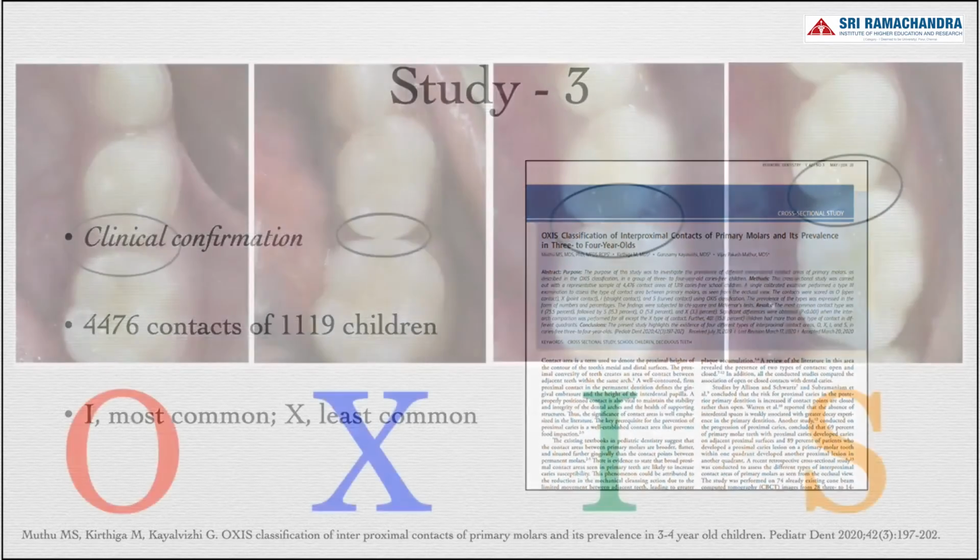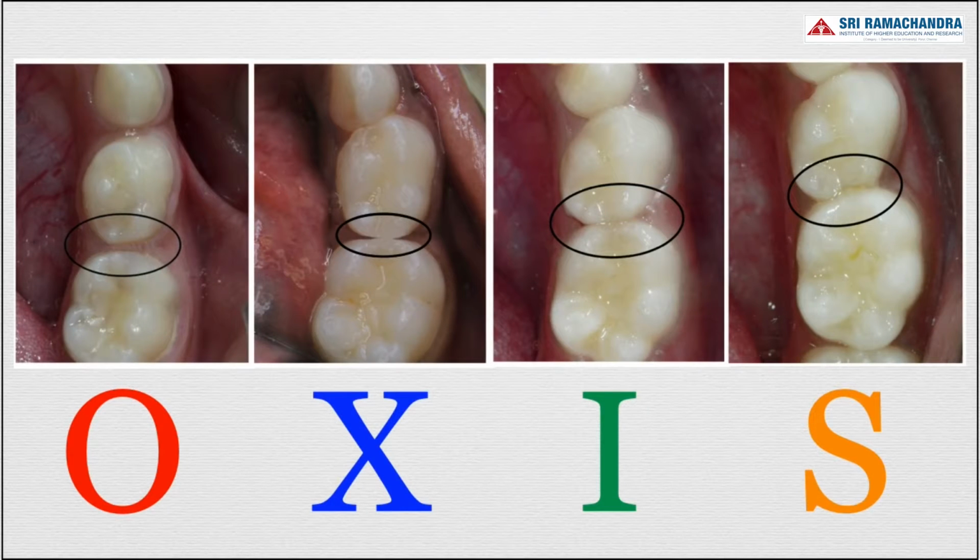So we're going on talking about OXIS. What is OXIS actually? OXIS stands for 4 different types of contacts. The first contact is called open contact, hence it's denoted as O. The next one is point contact, as you can see, hence it's denoted as X. The third contact is a broad contact. When the surface area is more than 1.5 mm, it's called an I contact. And S is a curved contact when the surface area is more than 1.5 mm again.